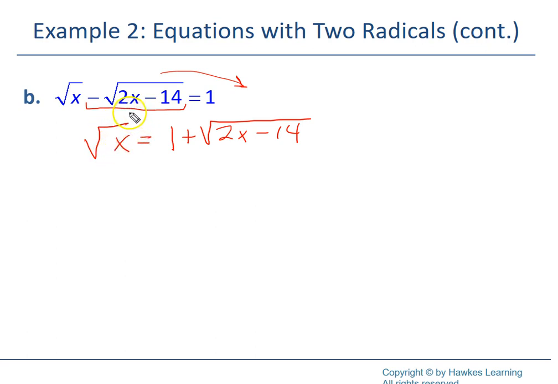So what do we do? Well, we're going to square this side. And we're going to square this side. So squaring this side, this just becomes the radicand, which is x. But now we have to square this binomial. So we square the first term. That gives me a 1. 1 times 1 is 1. We multiply these two together and double it. So it would be 1 times this. So this is going to become 2 times this.